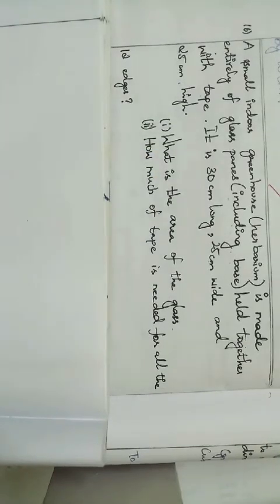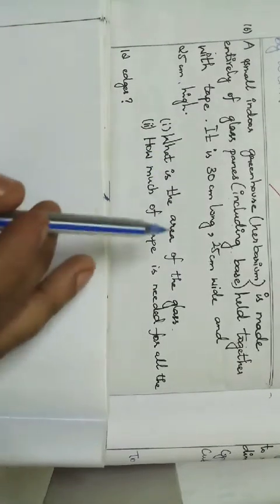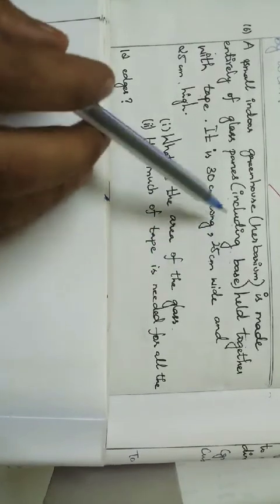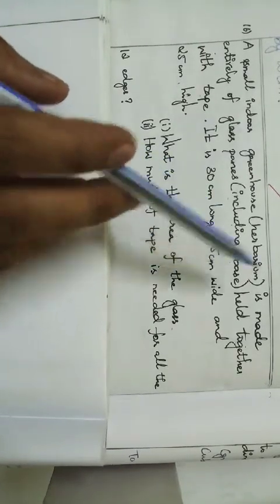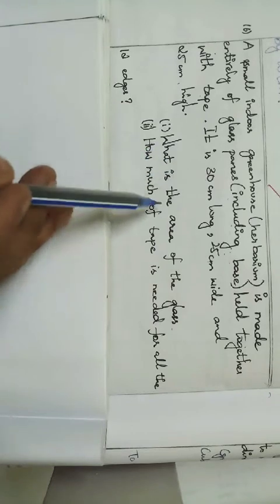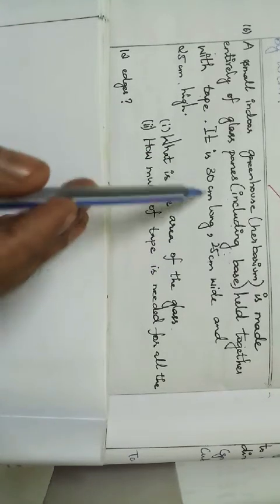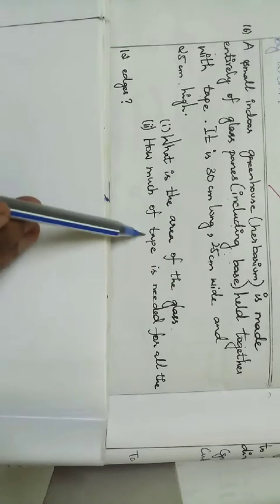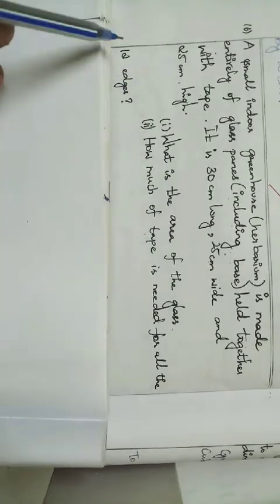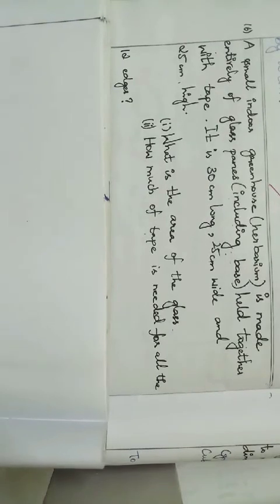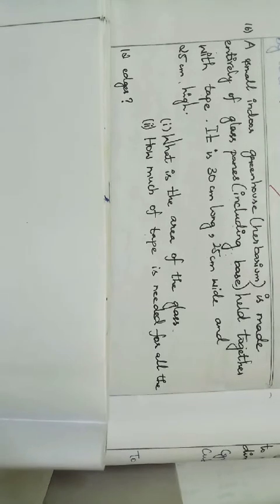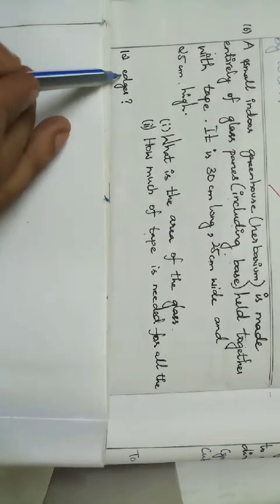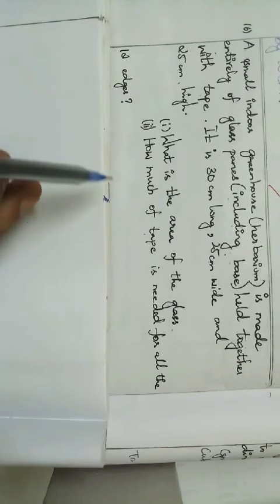So what is the area of the glass? That is the total surface area, because they have included the base as well as the top. So the first subdivision is nothing but TSA of cuboid. We have length, breadth, height, so we can easily find it. Second subdivision, how much tape is needed for all the 12 edges. In a cuboid, how many edges are there? That's very important. 12 edges. They themselves have given it, right? 12 edges.